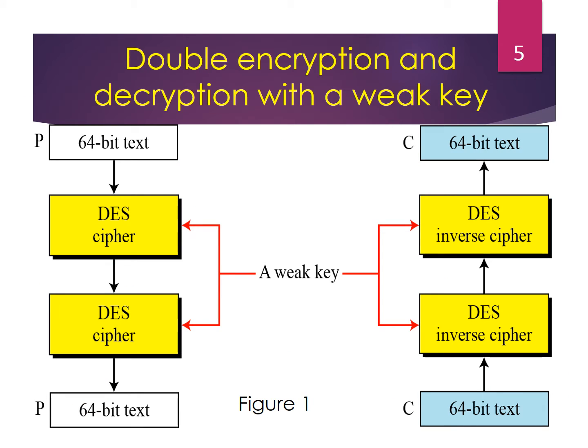Double encryption and decryption with weak keys. P is a plaintext, consisting of 64-bit text. It is passed to the DES cipher, and then to the DES cipher a second time. In the DES cipher the weak key is applied, so for that plaintext we get a 64-bit ciphertext. Then inverse DES cipher is done, and a second time inverse DES cipher is done to get the 64-bit plaintext. Here again the key is the same, the weak key is applied.